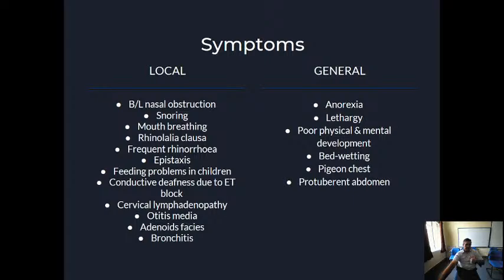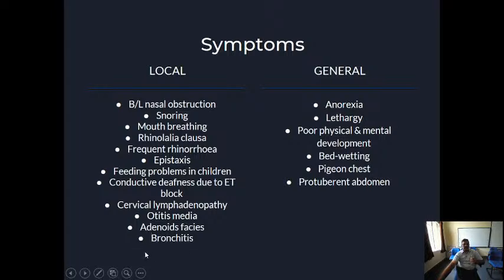And of course frequent infection, rhinorrhea, sometimes bleeding, and because during deglutition usually nasal breathing occurs, and the nose is blocked, it is difficult to swallow. Conductive deafness because of the eustachian tube block and secretory otitis media, and lymph nodal enlargement, and the most important factor which says that the adenoids are enlarged is an entity called the adenoid facies.